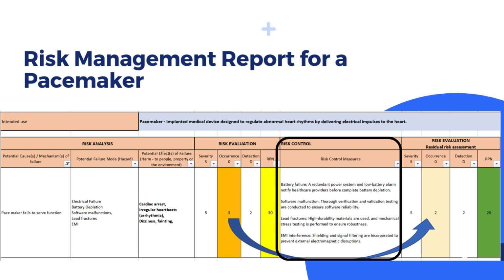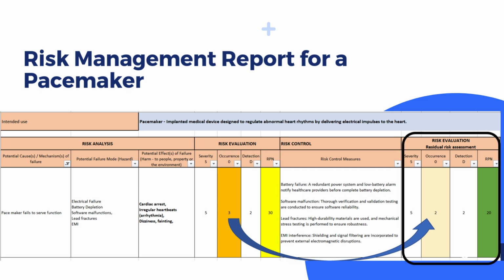After implementing these control measures, we reassess the risk and calculate a new lower RPN to check if the mitigation was effective. For example, after improving lead durability, the probability of fracture might drop from 3 to 2, reducing the RPN from 30 to 20.